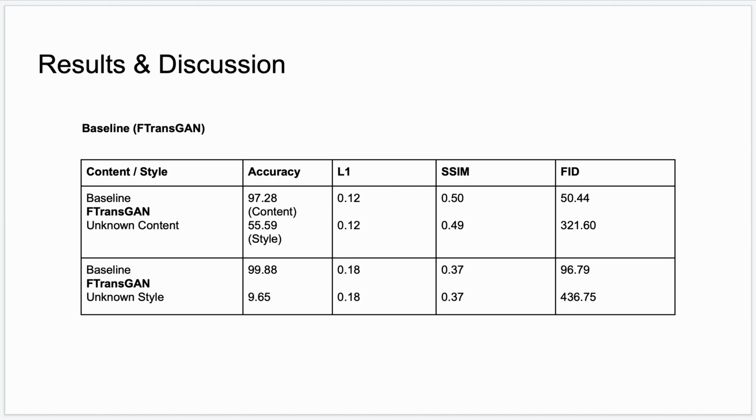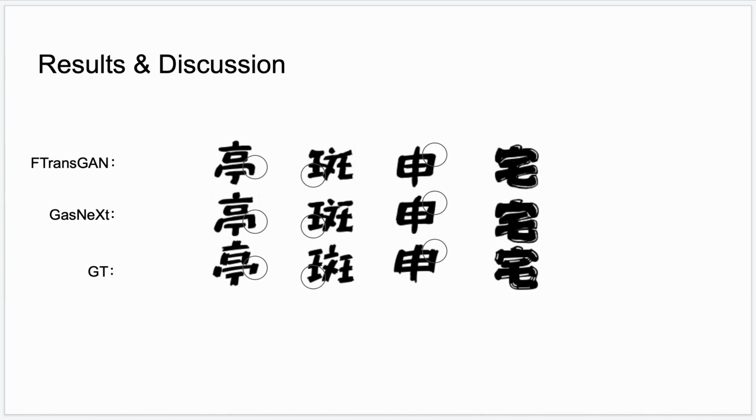For our results, we have achieved a similar level of metrics as stated in the FTransGAN paper for our re-implementation of the baseline model. The evaluation metrics of our model are still running as we speak. These are a few of the selected examples of our character generation compared to the baseline and the ground truths. As we can see, in the emphasized regions in circles, our model is able to perform better than the baseline.